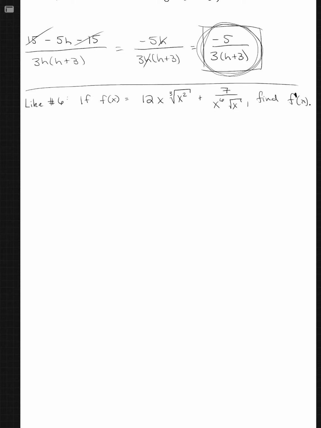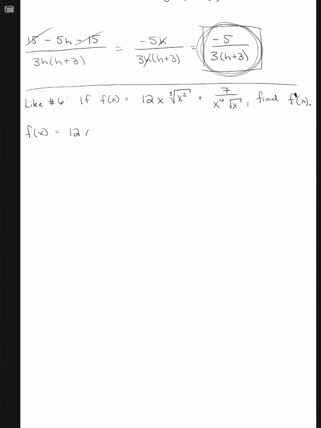use our rules. And one thing that's very nice to note about this problem is that it is just a sum of power functions. They're weird looking power functions. They're weird powers, but the power rule for derivatives doesn't care how weird your power is. So f of x is that guy.